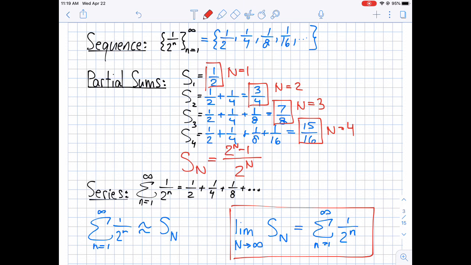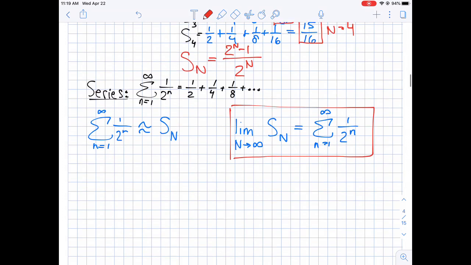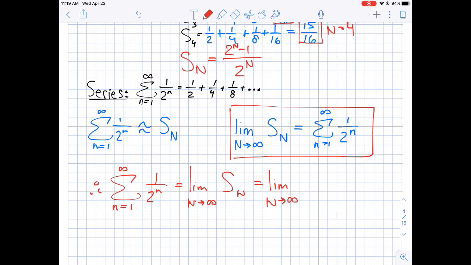Okay, so now that we have this nice formula to describe our partial sums for this series, let's actually go and do the limit of this partial sum as the number of terms goes to infinity and see what happens there. So we have now our infinite series, the summation of 1 over 2 to the power of n. If I want to know what that's equal to, I can do the limit as capital N goes to infinity of s sub capital N, which is just going to be the limit as n goes to infinity of 2 to the n minus 1 divided by 2 to the power of n.